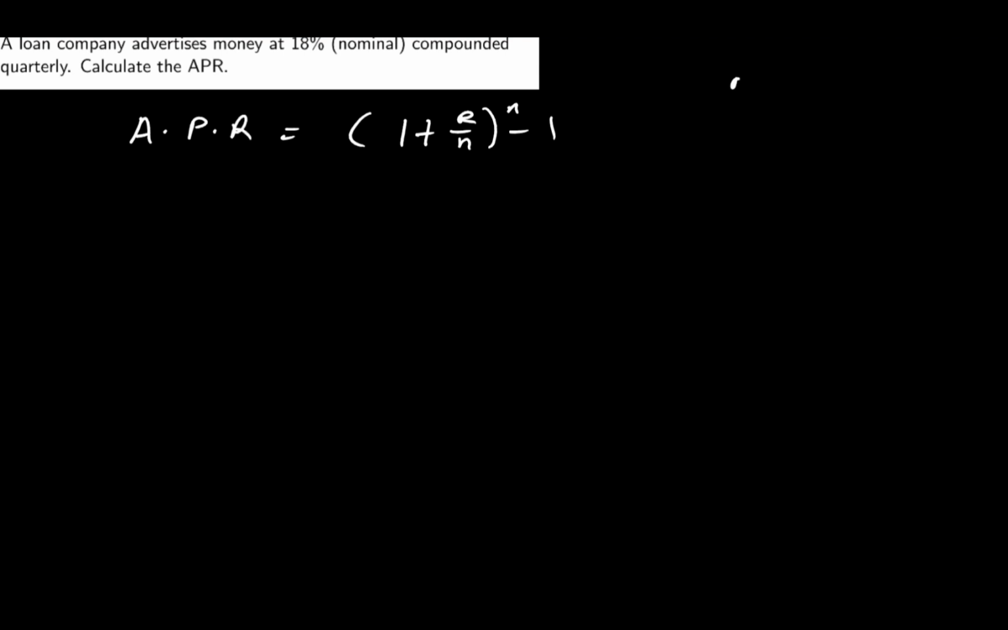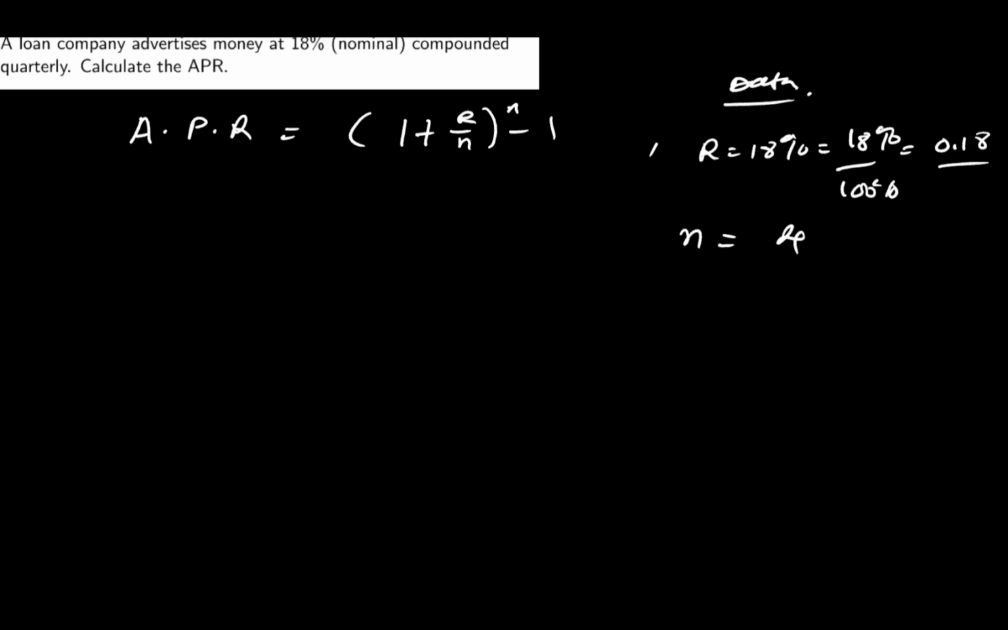Alright, like that. So let's collect data. The rate is 18%, so you can say 18% over 100%. This will give us 0.18. Then, how many times is this being compounded? Since it's quarterly, we'll say that n is 4.